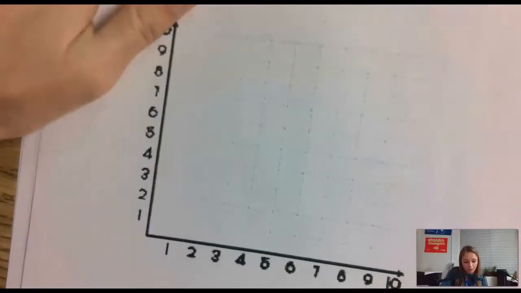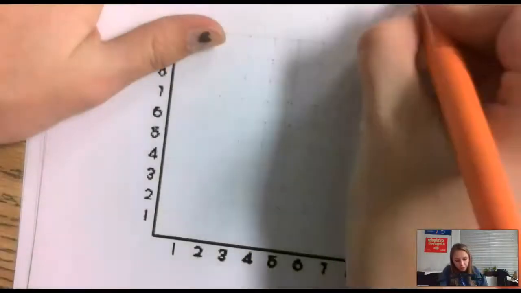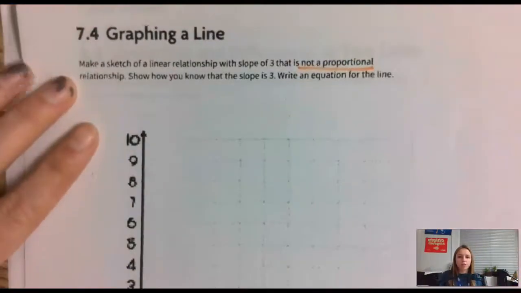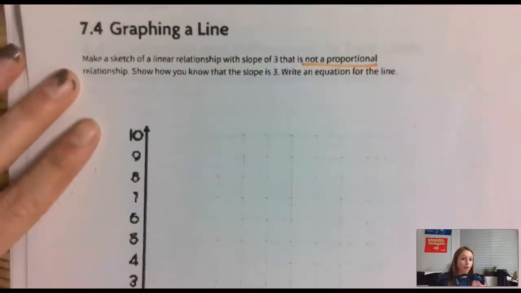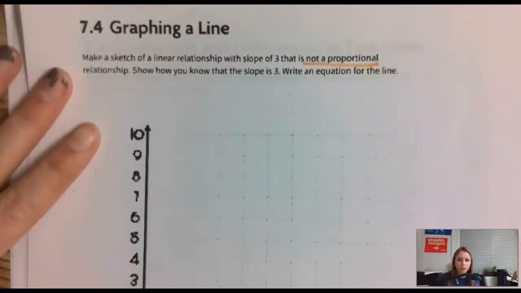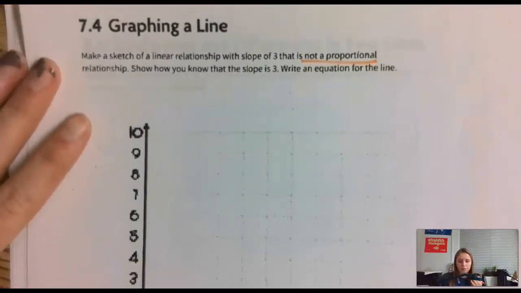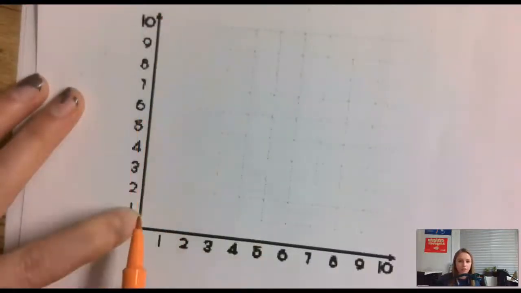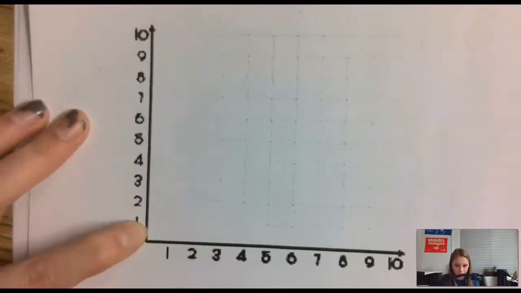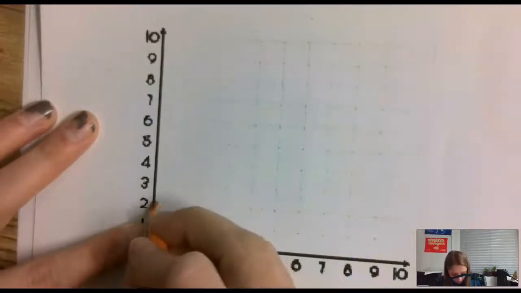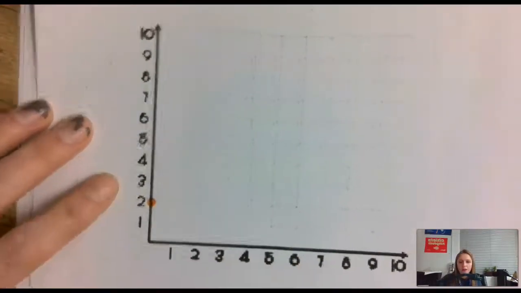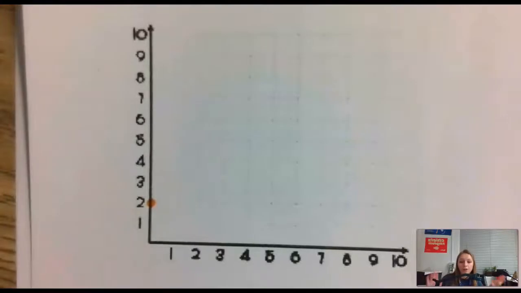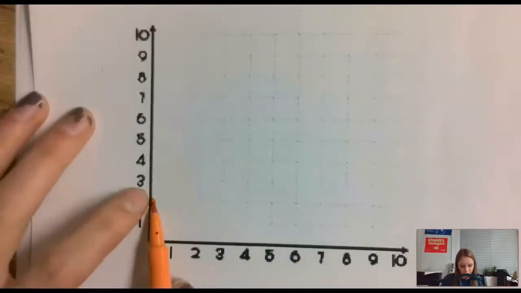On to the next one. So it says, make a sketch of a linear relationship with the slope of 3 that's not proportional. So that should be a flag, oops, sorry. That should be a flag that it's not going through the origin, okay? So, let's go ahead and do this. So we can pick any point on the y-axis to start our line. Let's start at 2, I guess, okay? And so already we know this isn't going to be proportional because it's not going to come out of the origin. So we're starting here.